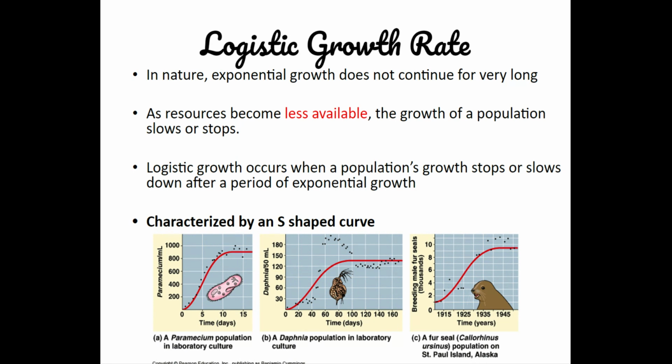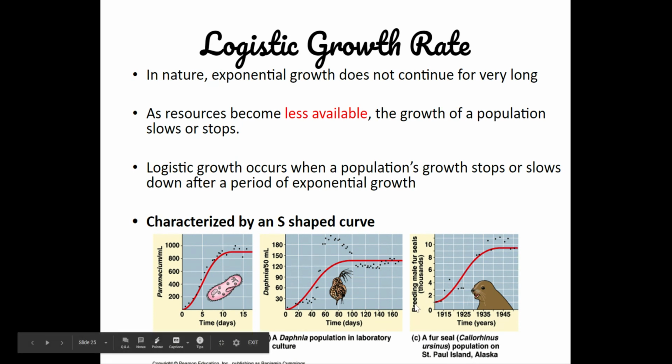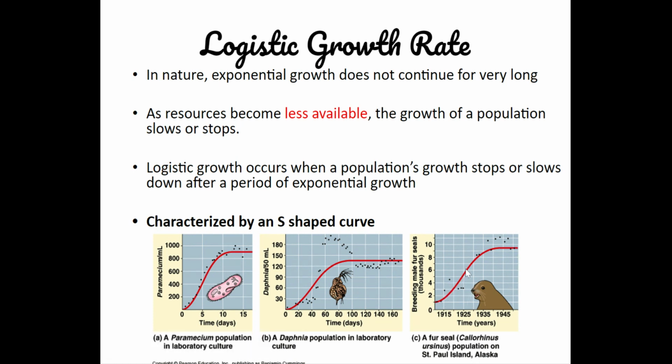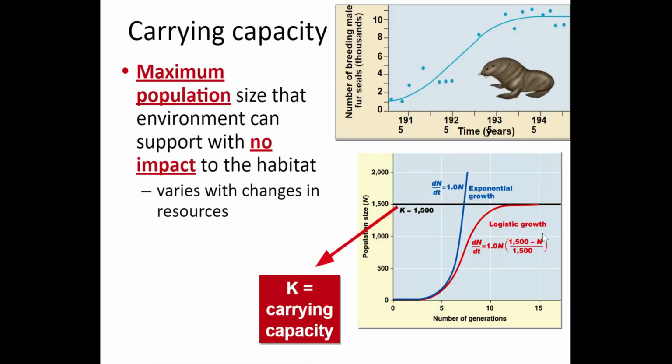So if we take a look at these three graphs on the bottom of the slide, you'll notice that the growth of the population starts to slow down, it starts to level off. This point where it starts to level off is called the carrying capacity. So carrying capacity is the maximum population size that an environment can support with no impact. Carrying capacity on a graph sometimes is represented as the letter K.